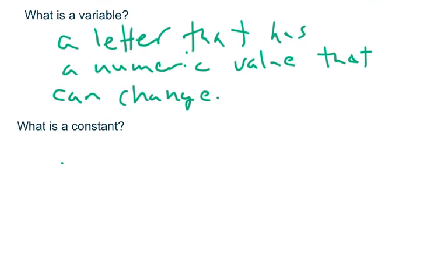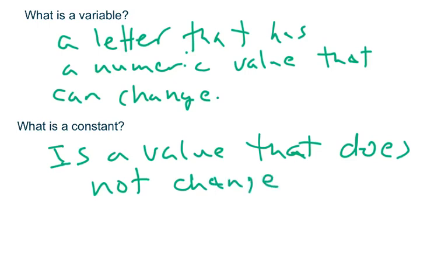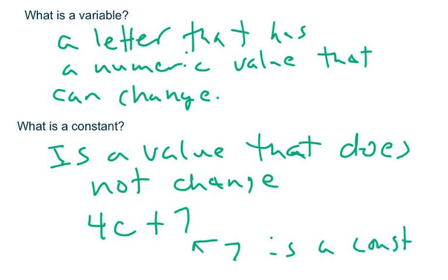And a constant is a value that does not change. So, if we have 4c plus 7, 7 is a constant, because 7 is always 7. This, though, will change. Therefore, it's not a constant.